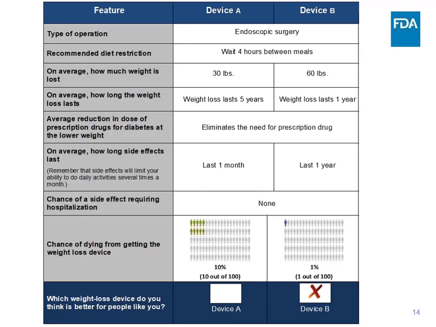Here we can see that device B is chosen, is more preferred over device A. And we can see that device B delivers 60 pounds of weight loss on average compared to the 30 pounds by device A. And it seems like device A has a much shorter duration of the mild to moderate side effect than device B.